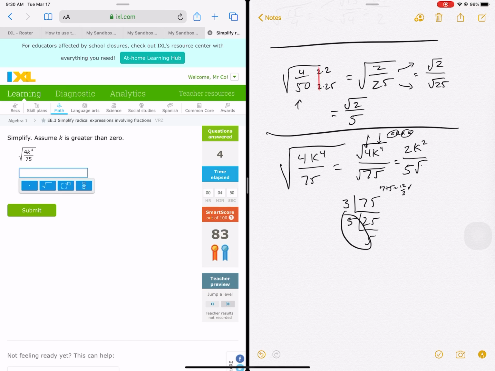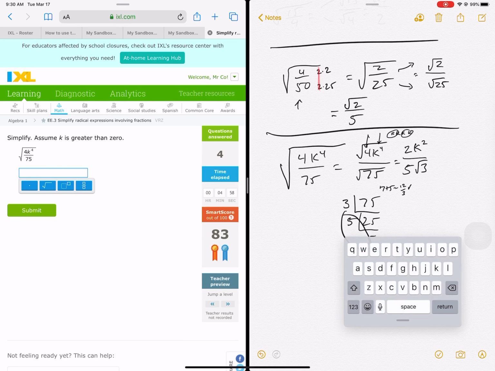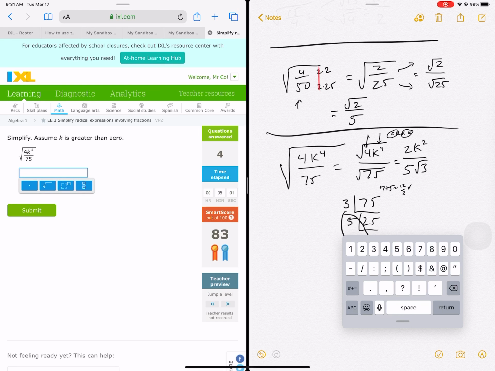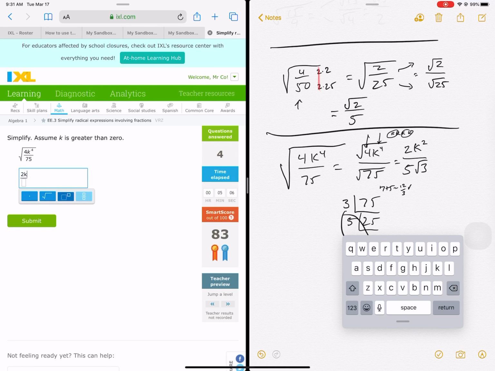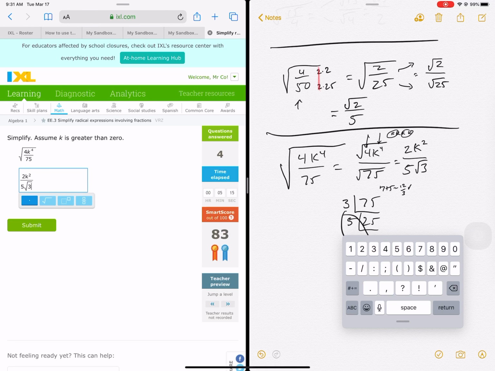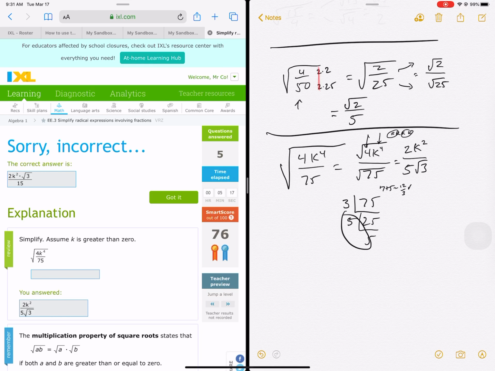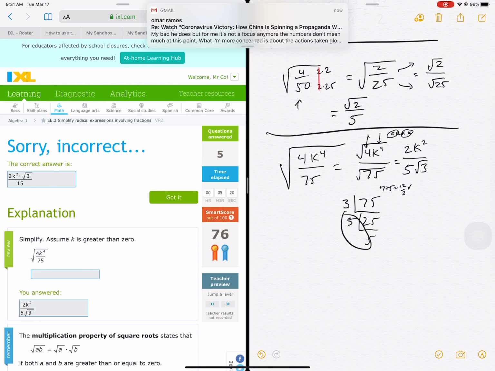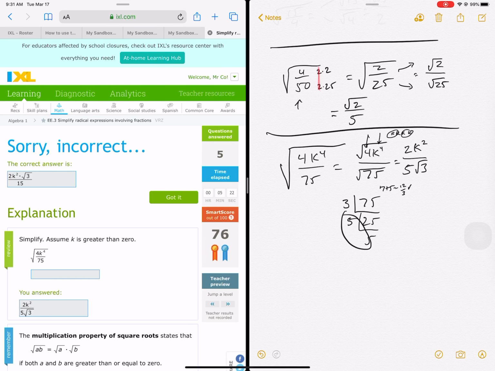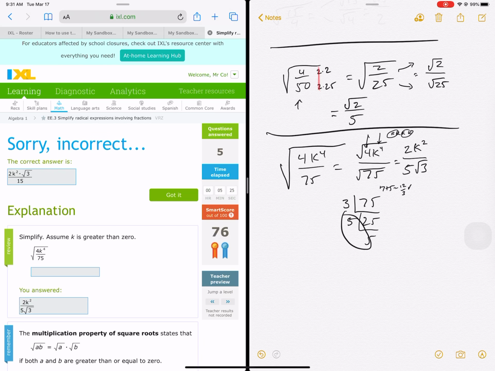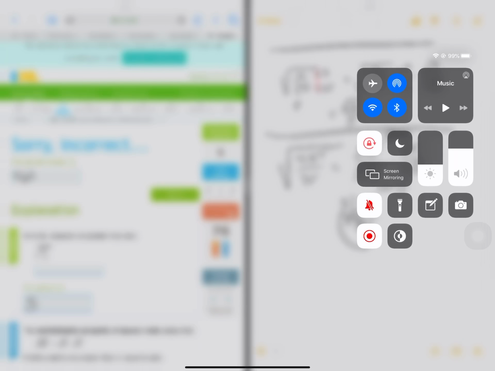5 radical 3. Now if you look, I'm going to type this and it's going to give me the wrong answer, and we'll talk about why. I'm going to type 2. Oh, sorry, I need a fraction. I forgot. We need 2k squared. On the bottom, we're going to type 5 radical 3. Let's see if this is going to give it to me. Incorrect. And please look at their answer.